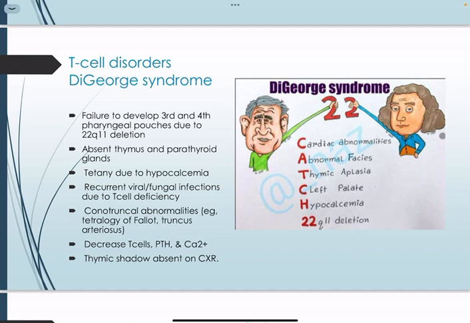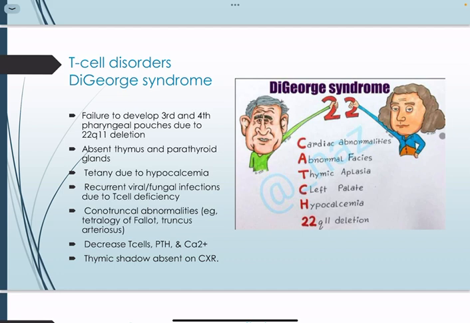Again, if you test them, flow cytometry will show a low number of T cells, parathyroid hormone, and calcium. Okay, studies do show that severity and outcome correlate with how profound or how bad their hypocalcemia is.